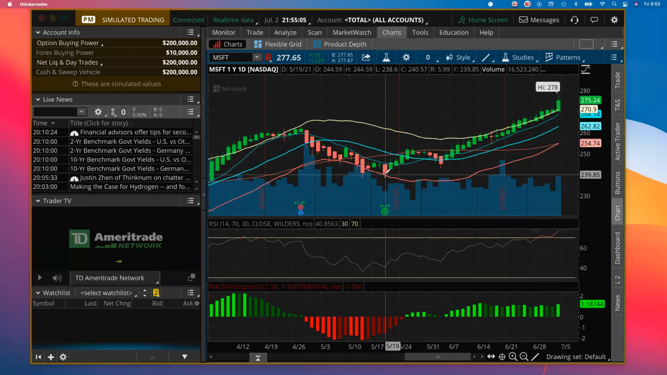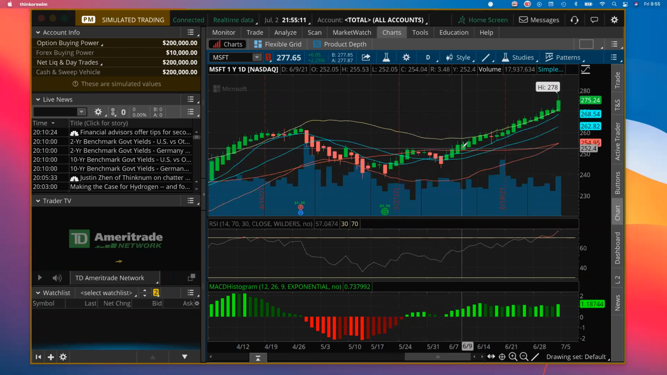So right here, it hit the lower band, touching the upper band. Hits the lower band and then it keeps going up. I'm assuming it's probably going to go down soon. However, this right here would have been a very nice swing.